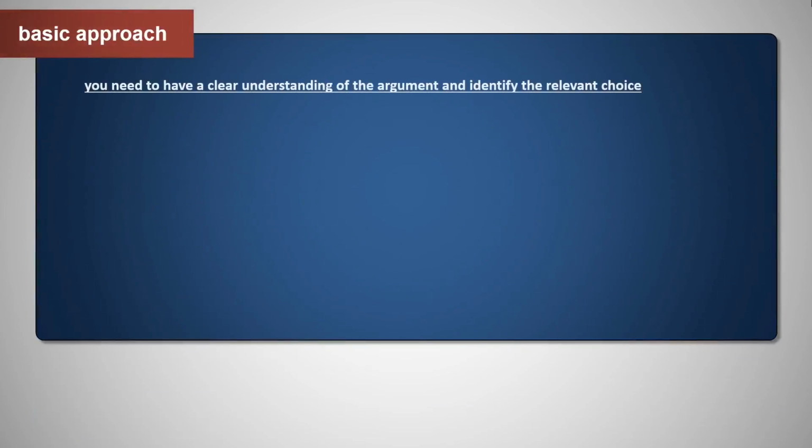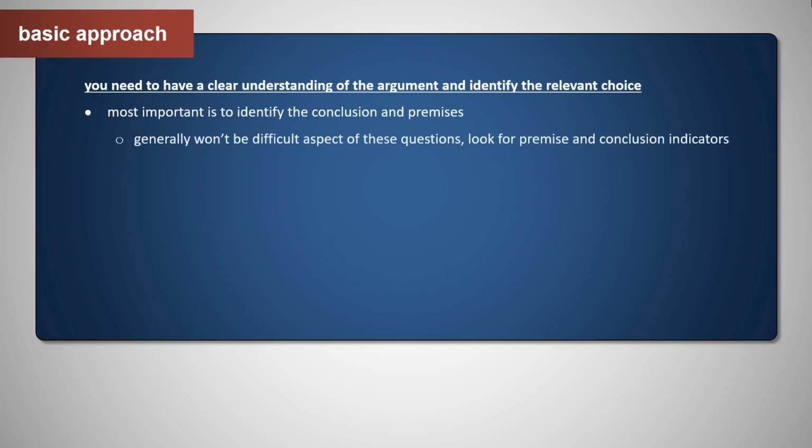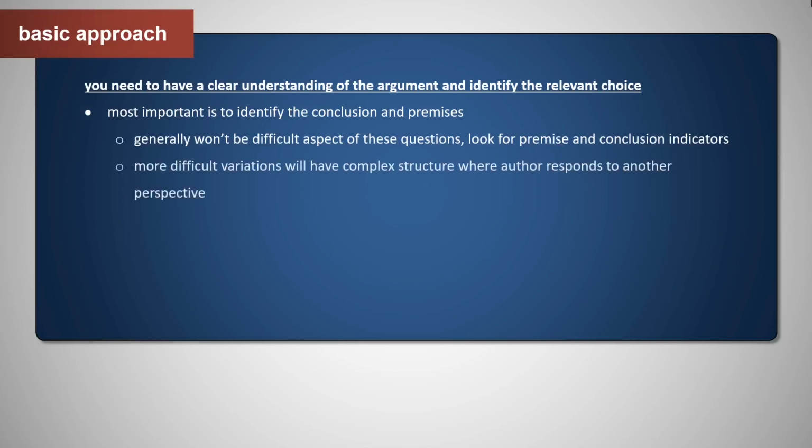In terms of the basic approach, you need to have a clear understanding of the argument, and you need to be able to identify the relevant choice. So the most important thing is to identify the conclusion and premises, which generally won't be the difficult aspect of these questions. You'll primarily just be looking for premise and conclusion indicators, although more difficult variations will have a complex structure where the author responds to another perspective.